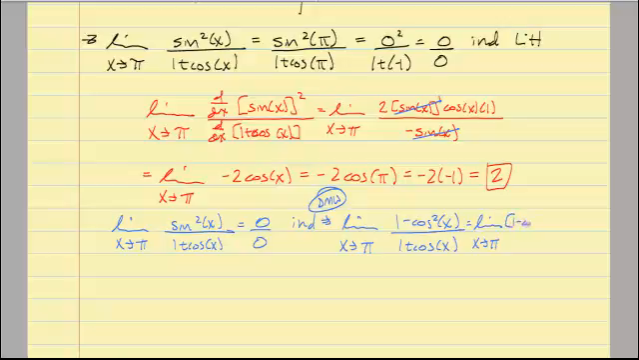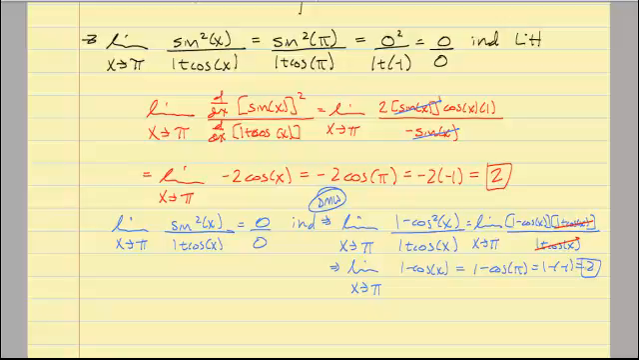1 minus cosine squared is actually the difference of perfect squares. This is 1 minus cosine, 1 plus cosine, divided through by 1 plus cosine of x. And of course here we can see that the 1 plus cosines of x cancel, and I'm left with the limit as x approaches pi of 1 minus the cosine of x. Plugging pi directly in, this will look familiar, we get 1 minus a negative 1, which is 2. So I can verify this through L'Hopital's like we did up above, or I can use my algebraic approach.